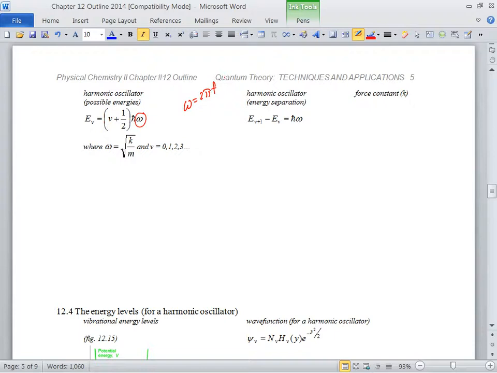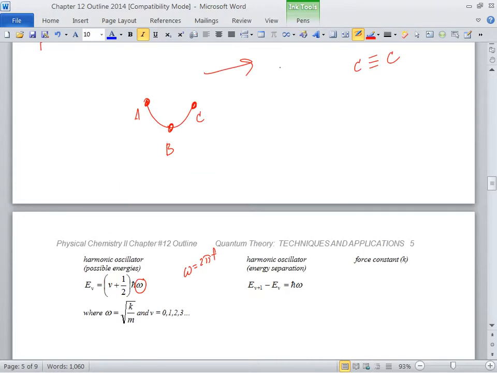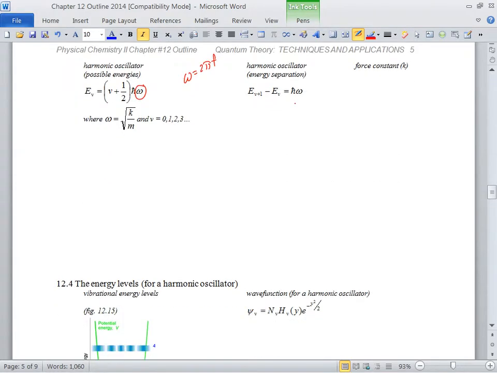But with omega in there, the equations are kind of nicer. Like omega is the square root of k over m. What's m? The mass of the electron in the bond, in this case, the mass of the weight.